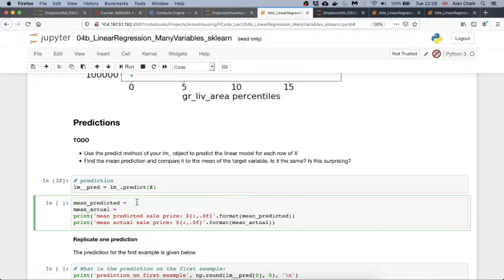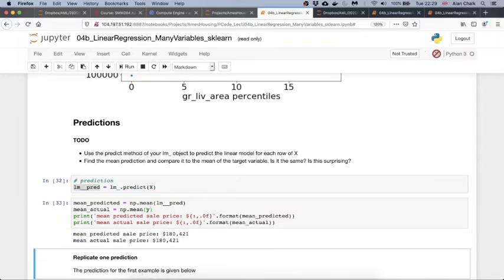So the mean predicted should be np.mean of lm.predict, and the mean of y should be np.mean of y. That's not hard. They are the same. Is this surprising?